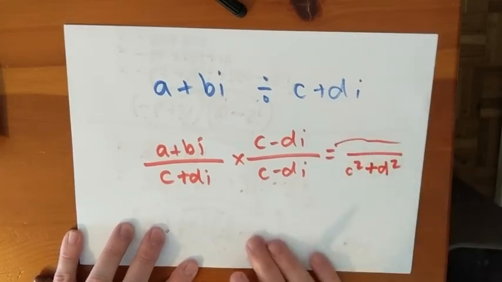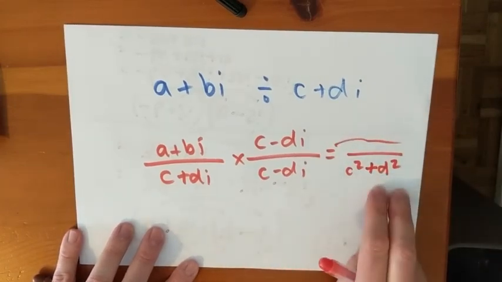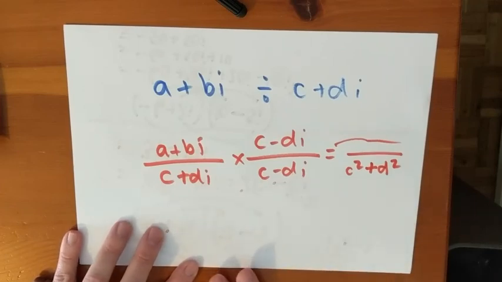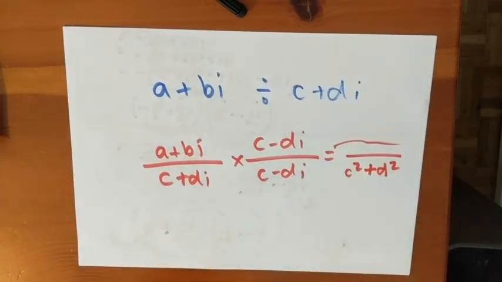On the top, there's going to be something else. But this process means that all of the i's disappear, and you end up with a nice answer. So give this a try. I've got some practice questions for you. Good luck.